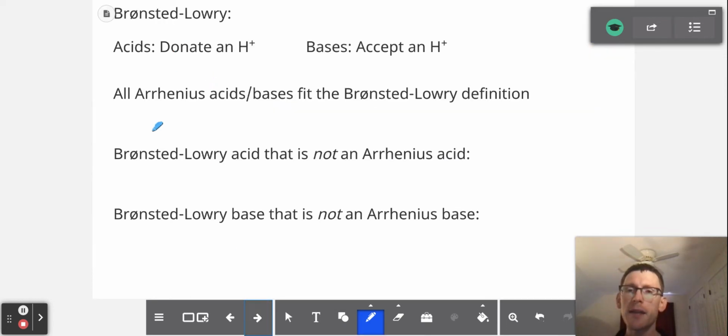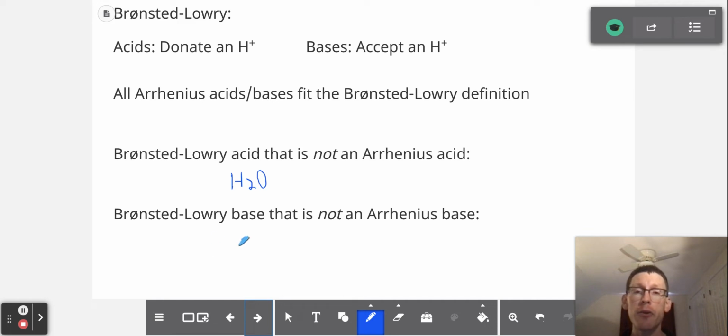Basically, all Arrhenius acids or bases will fall into the category of Bronsted-Lowry acids and bases. But an example of a Bronsted-Lowry acid that is not really an Arrhenius acid would be H2O. For Arrhenius acids, it's all about increasing the concentration of H plus relative to water. Water isn't going to really increase the concentration of H plus relative to itself, so water really isn't an Arrhenius acid. It is a Bronsted-Lowry acid in the sense that it is capable of behaving in a way where it does donate an H plus. More on that in a minute.